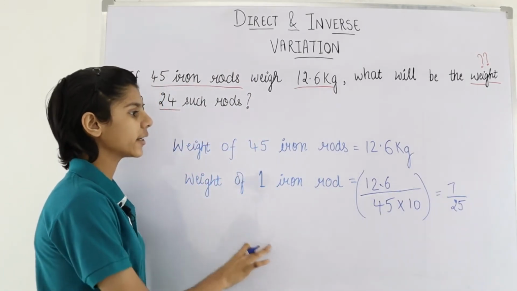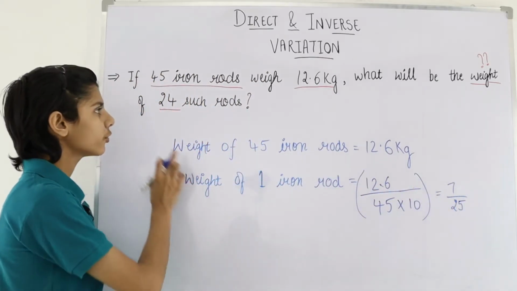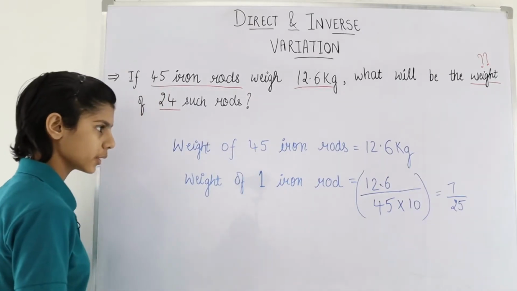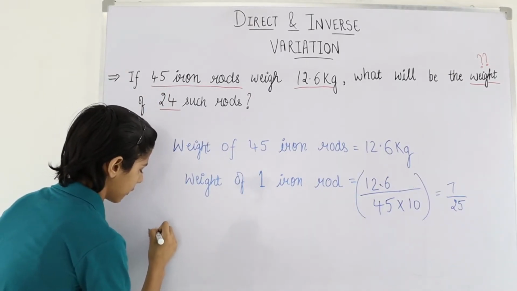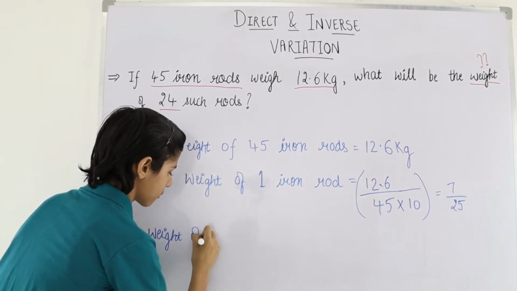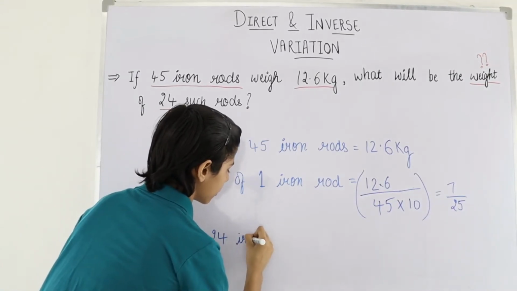So हमने एक iron rod का weight निकाल लिया है, and now we want the weight of 24 rods. We can easily take it out. So we will write here weight of 24 iron rods.